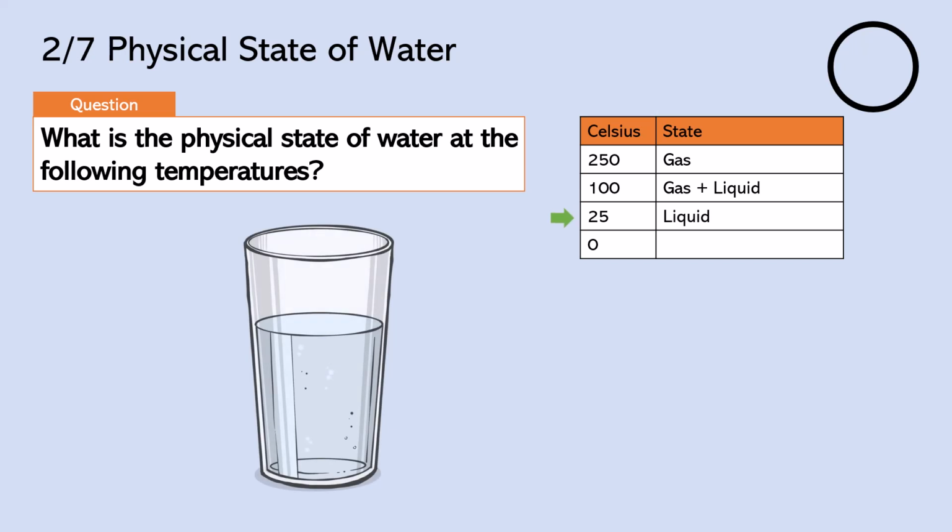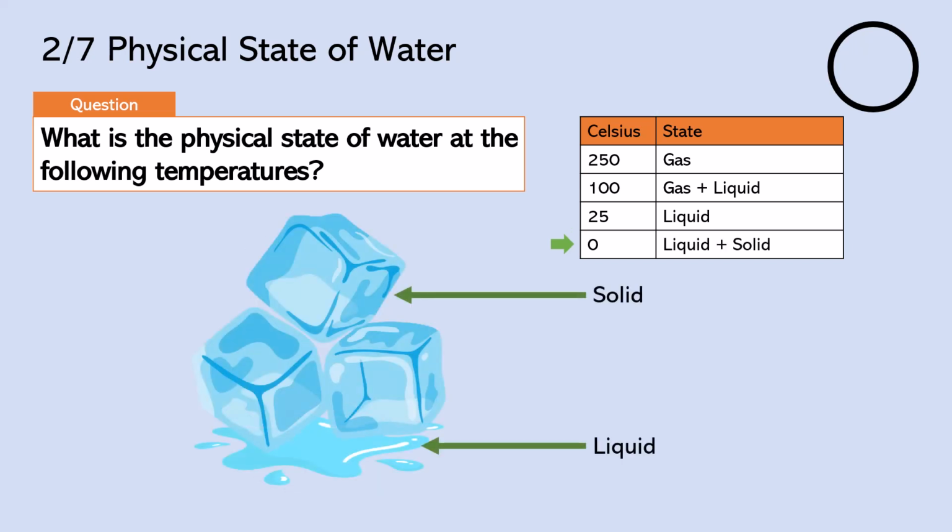At 25 degrees Celsius, it is just liquid. This is just room temperature water. And at 0 degrees Celsius, it is solid and liquid. The ice is solid and is in the process of melting into water.